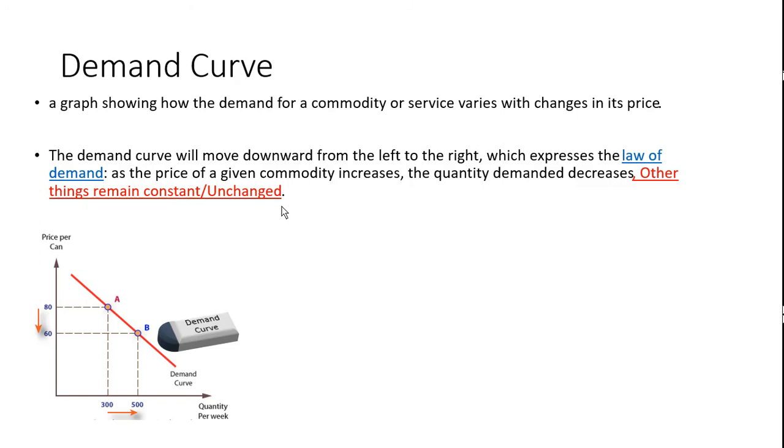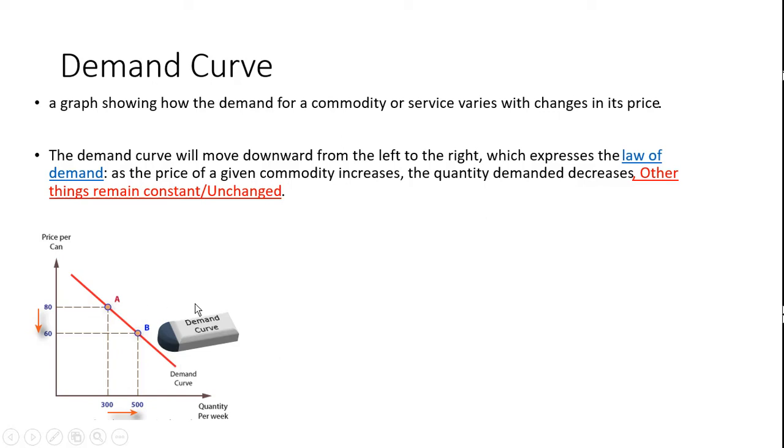Now, first let's discuss the curve. In this curve, on my y-axis is price, which is the independent factor, and on the x-axis is quantity, which is the dependent factor. When the price was 80, I had the ability to purchase 300 quantity. When the price decreased from 80 to 60, my ability to purchase increased from 300 to 500. As I said, the demand curve will move downward from the left to the right. So it's moving downward. This is the red line, which is the demand curve. It's moving downward because there is an inverse relationship between price and demand. So this is the curve.